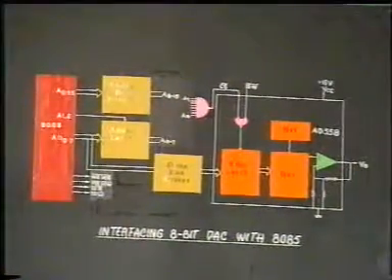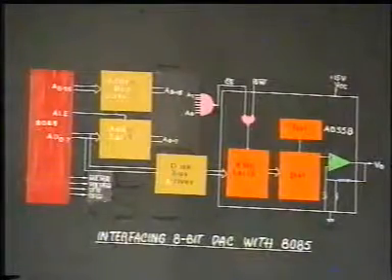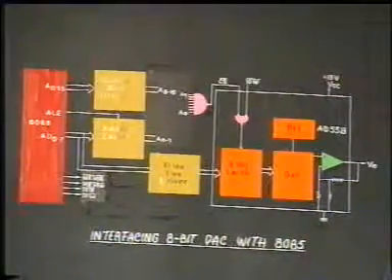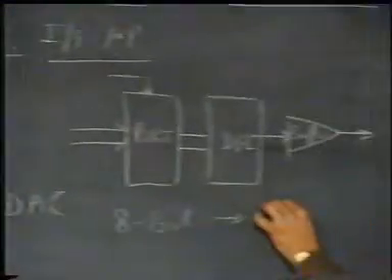We know that D2A converter chips are available with the word size of 8 bits to as complex as 20 bits.